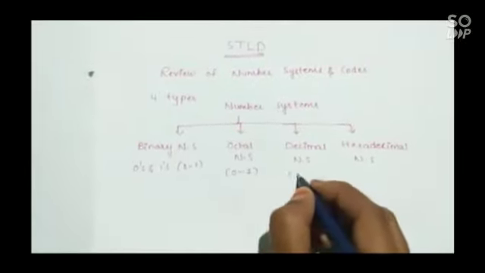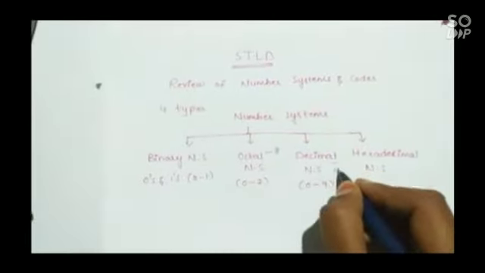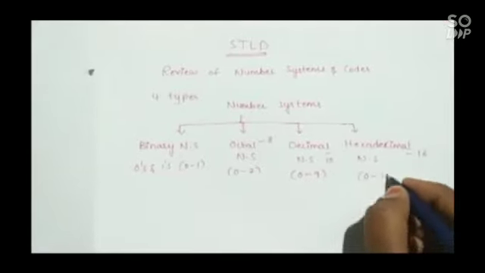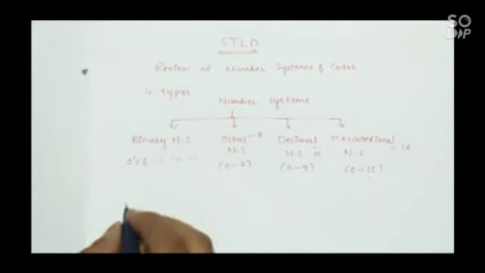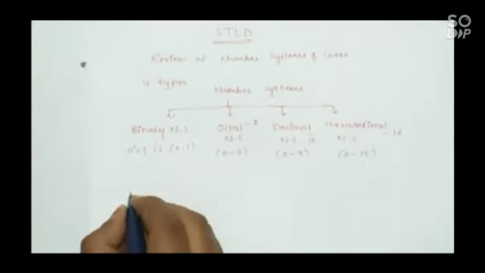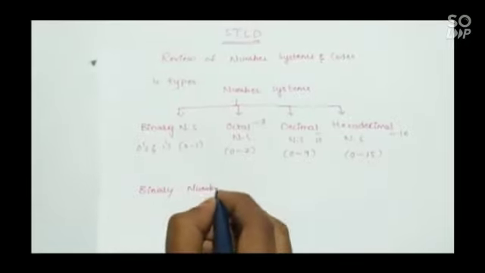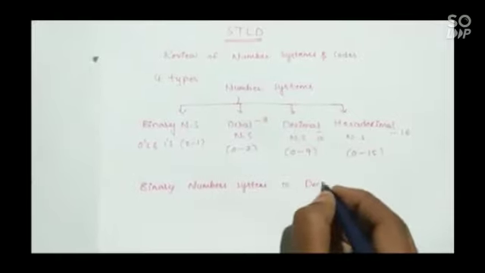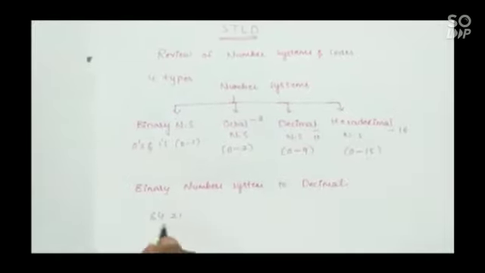In the decimal number system we have 10 digits, in octal we have 8 digits, and in hexadecimal, 16, we have 0 to 15. This 15 we will see in the future. Now we will see how to convert the binary number system to decimal by using the 8421 code. We will convert binary numbers into decimal numbers.